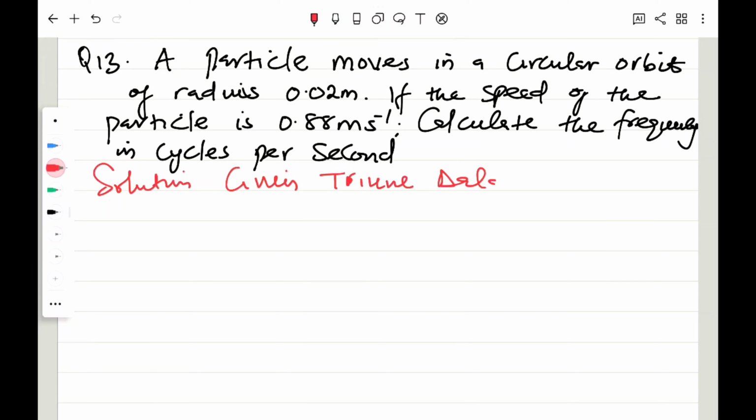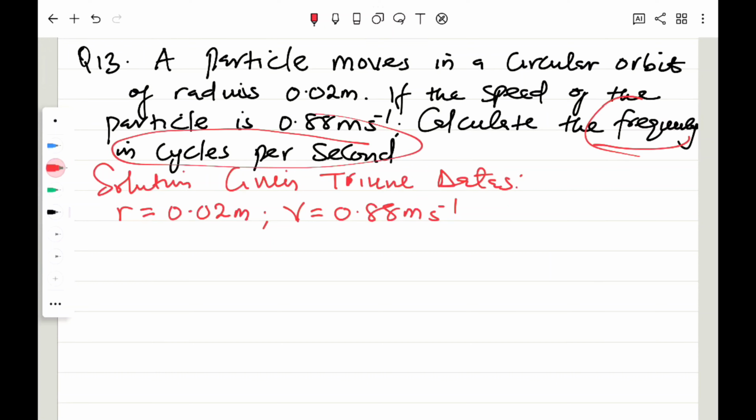Are you here? So given the data from this question, our radius is given to be 0.02 meters. Okay? Then what again is given to us? If you observe, our speed is 0.88 meters per second. Are we together? Then calculate the frequency in cycles per second. So our F is unknown. Are we here? So let's begin to solve this question now.